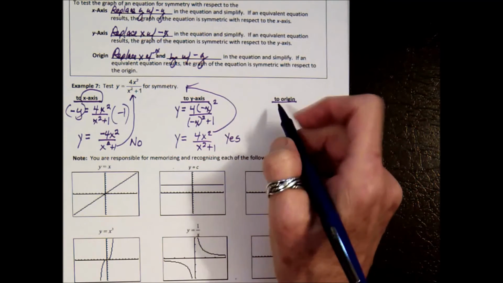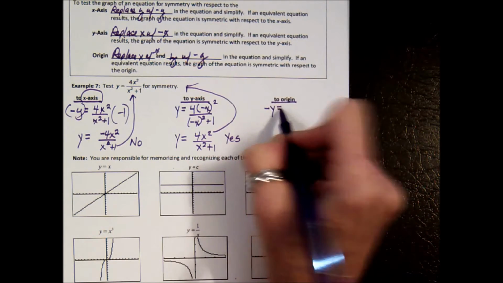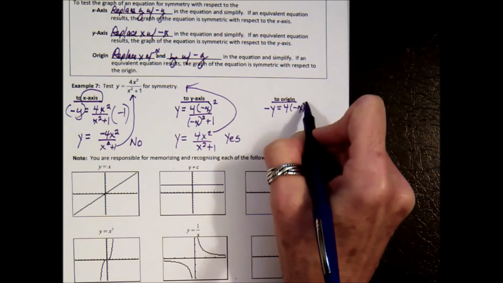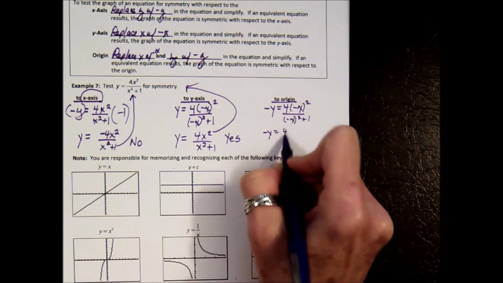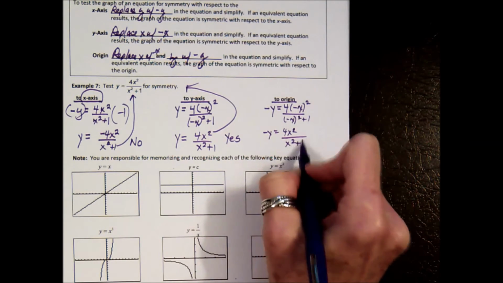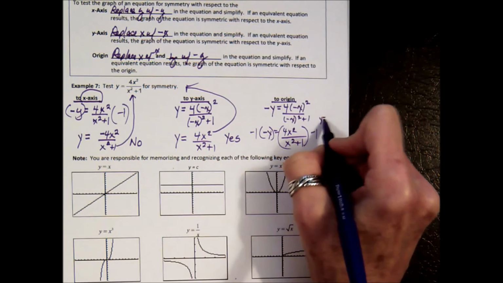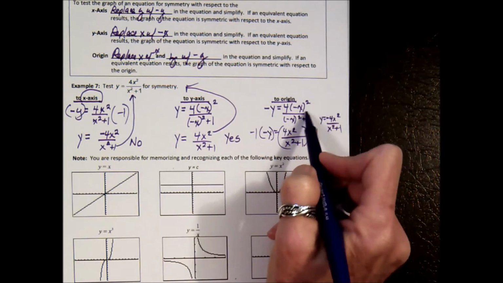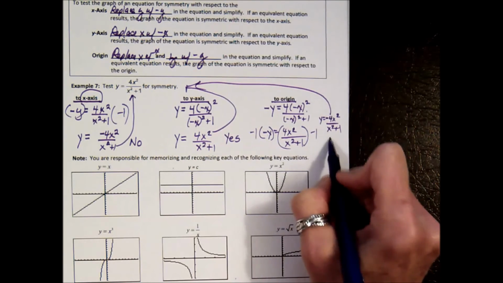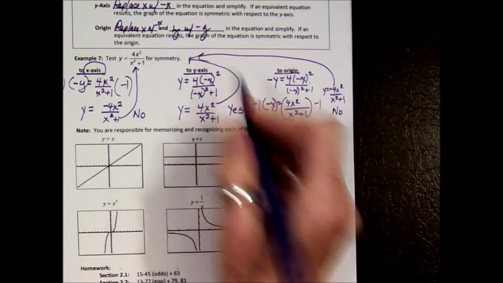That would mean I need to take out the x, put in negative x, and take out the y and put in negative y. So negative y equals 4 times negative x squared over negative x squared plus 1, or negative y equals 4x squared over x squared plus 1. But as we did here, we can't leave a negative y, so we're going to multiply by negative 1, and we already know what we're going to get. We're going to get y equals negative 4x squared over x squared plus 1. Is that the same as the original? Compare this to the original. It's not. So there is no symmetry to the origin. The only symmetry is to the y-axis.